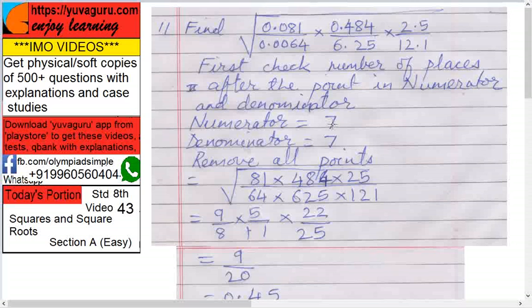Remember, this works because numerator and denominator are the same, and only when there is a multiplication sign. If there is plus or minus in between somewhere, you can't do it. Okay, so let's solve this.